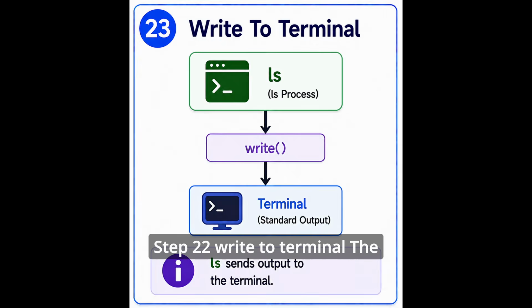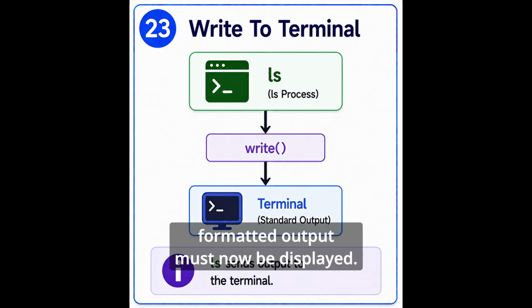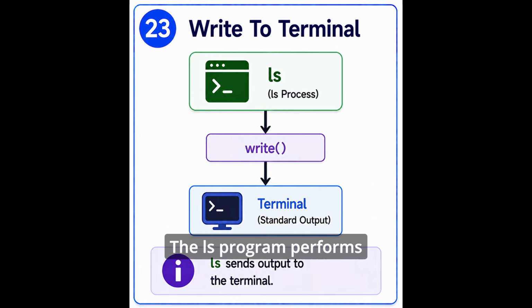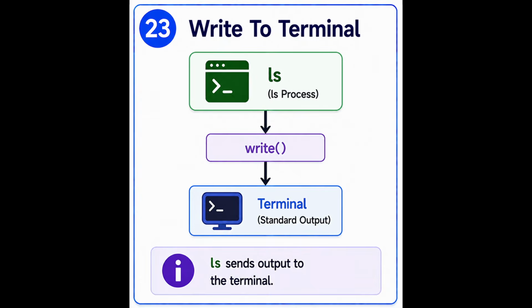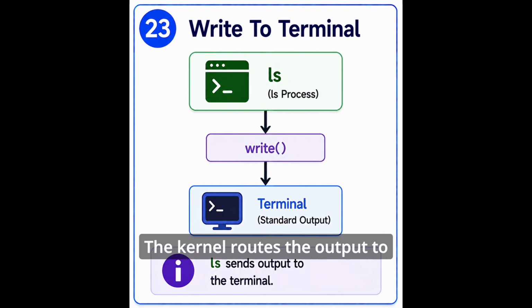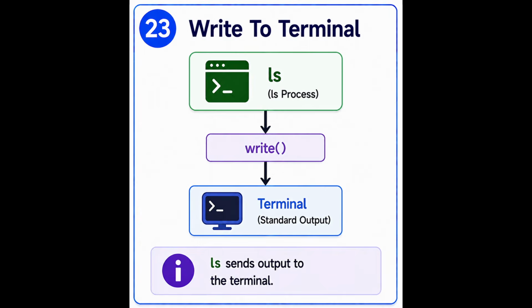Step 22. Write to terminal. The formatted output must now be displayed. The ls program performs another system call. Using write, it sends the text to the terminal. The kernel routes the output to the appropriate terminal device.